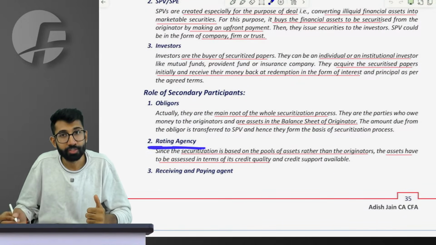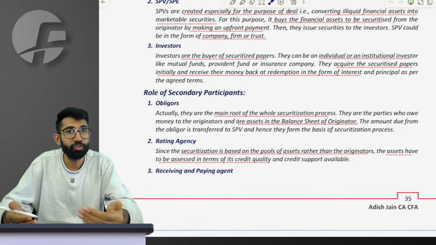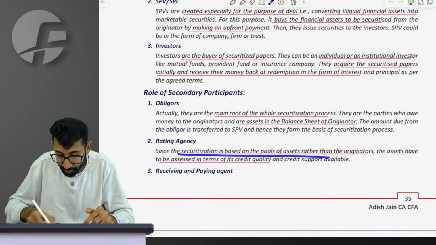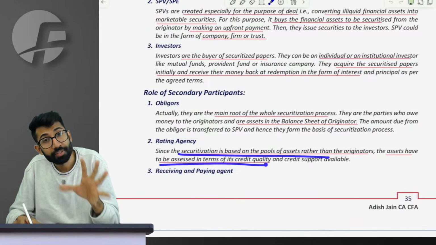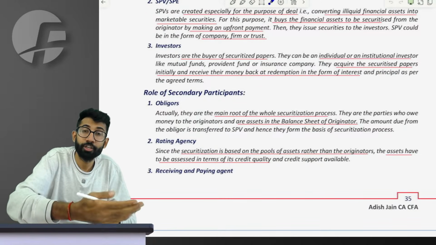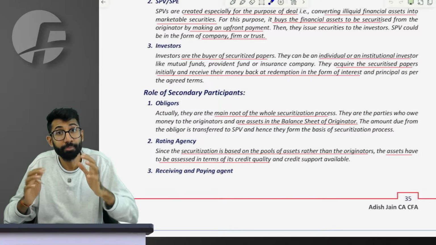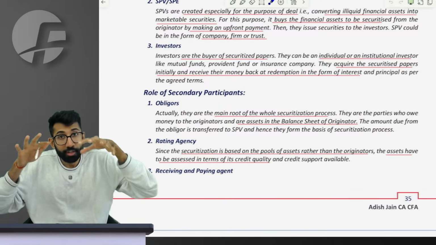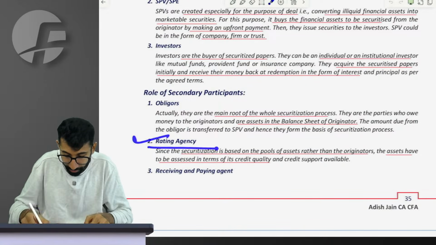Sir, the rating agencies. When the securities are issued to the investor, the rating agencies figure out the risk of the financial assets. The people to whom the loans are given, what is the risk involved in that loan? They are the rating agencies.